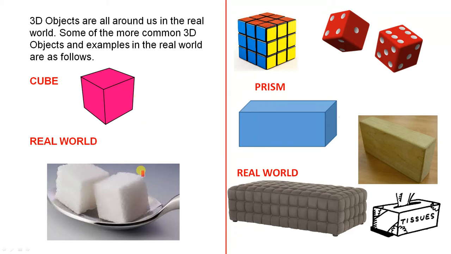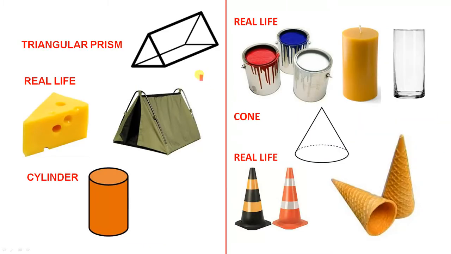For the cube, we have the sugar cube, Rubik's cube, and dice. For the prism, we have the bed, timber, and the tissue box. They're just three examples, but there are many others. For the triangular prism, we have this piece of cheese here, and also the tent.